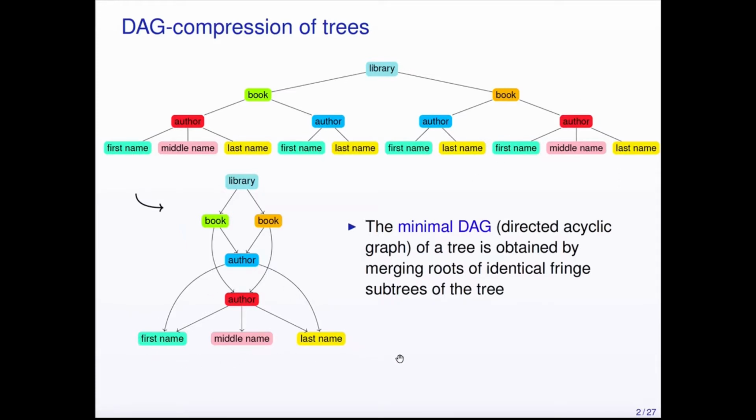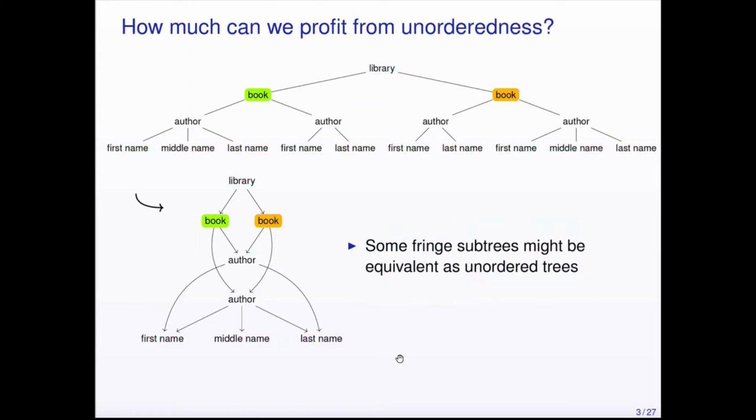So compression by DAGs has been analyzed before, and in our paper we were able to obtain some new average case results with respect to DAG compression. And furthermore, we focused on another aspect of DAG compression, namely on the question how much can we profit from unorderedness. So if we look at our tree, then we find that some fringe subtrees are equivalent as unordered trees, namely the fringe subtrees rooted in the nodes labeled book.